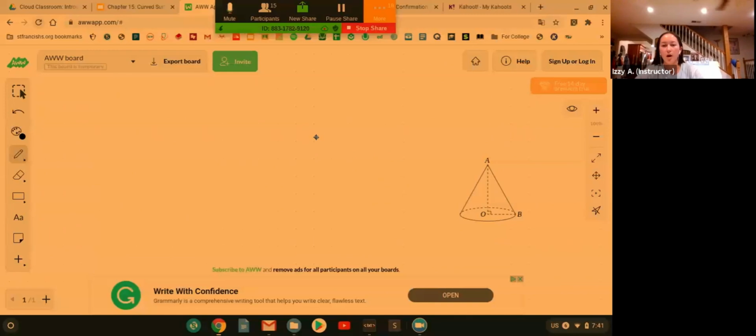Okay, so what we would need, of course, is the height, but we don't have it. But we know that the radius is 6, and then we know that the slant height is going to be equal to 8. So with that in mind, we can go ahead and label our figure.